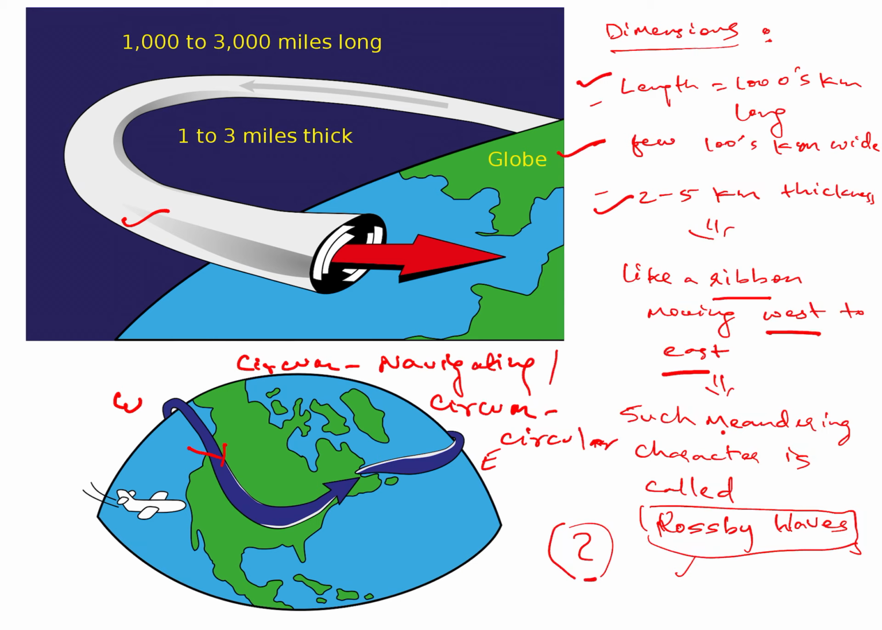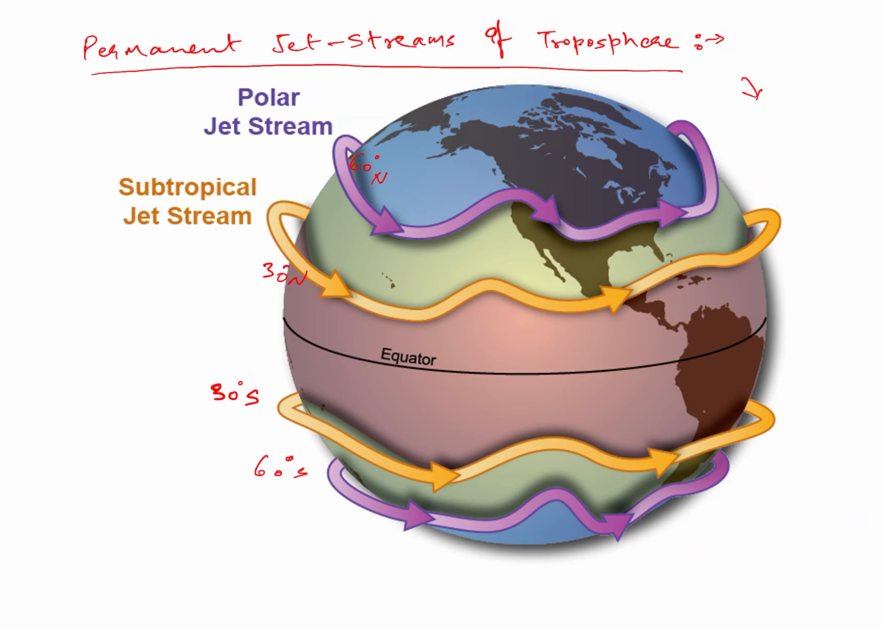Now, where are the jet streams in the troposphere? The permanent jet streams in the troposphere are two per hemisphere. So two in the northern and two in the southern.